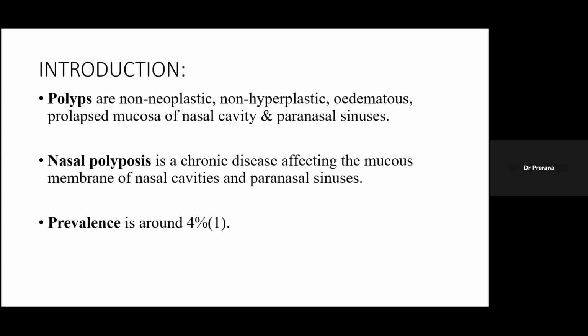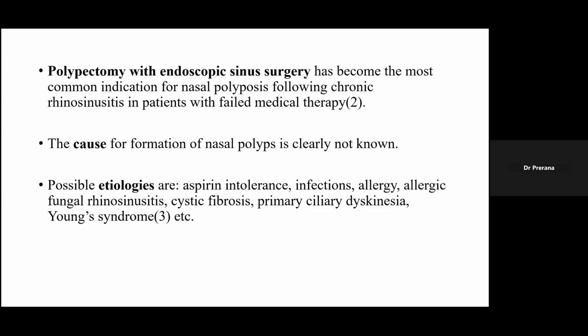Chronic rhinosinusitis is a chronic disease affecting the mucous membrane of the nasal cavity and paranasal sinuses. The prevalence of chronic rhinosinusitis with nasal polyposis is around 4%. Polypectomy with endoscopic sinus surgery has become one of the most common indications for chronic rhinosinusitis associated with nasal polyposis in patients who have failed medical therapy.